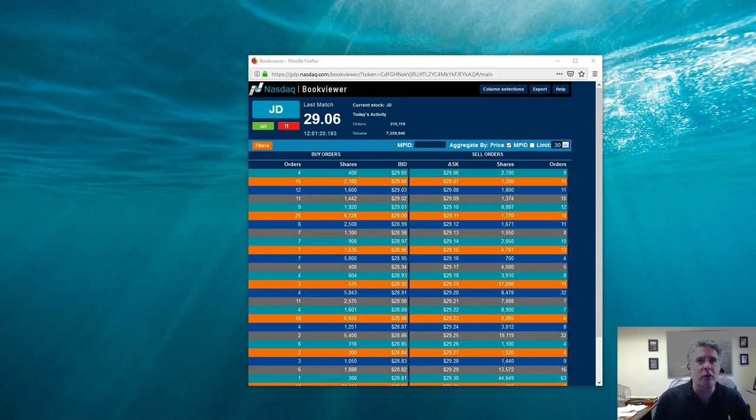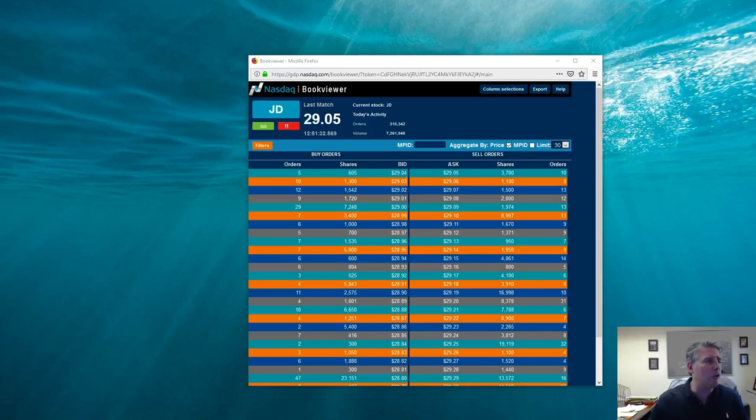So what we're looking at right now is the book viewer. And if you notice from part two that I just did, I showed you how to customize it, how I like it and how you should be viewing it. And most importantly, what we should be focusing on is what's called the iceberg orders on the book viewer.